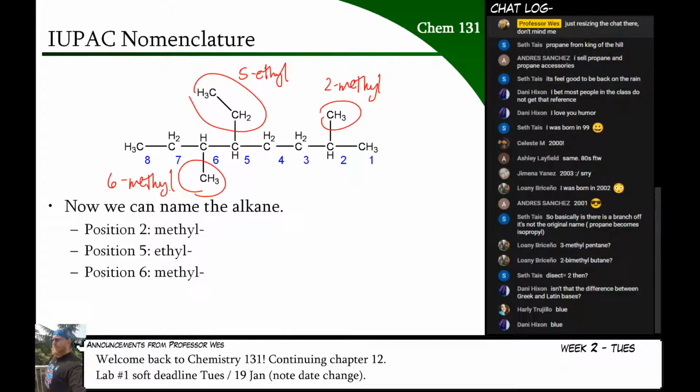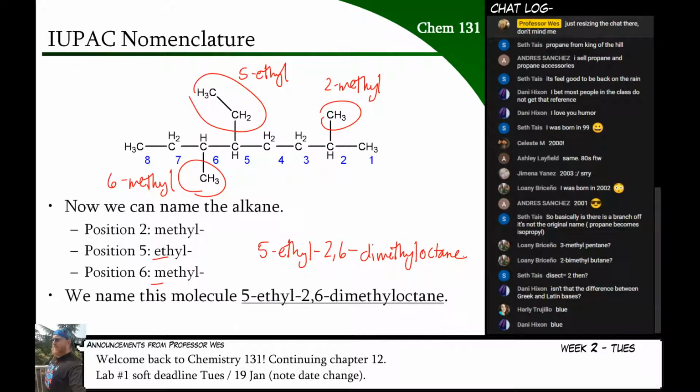I'm going to arrange them now alphabetically. Ethyl comes before methyl, so I'm going to put the ethyl group first. 5-ethyl. And then I have methyls. I have 2 of them. I'll list their numbers. And then di, because I have 2 of them. Methyl. And then what is the chain? It's an octane. 5-ethyl, 2,6-dimethyl, octane. And there you go.